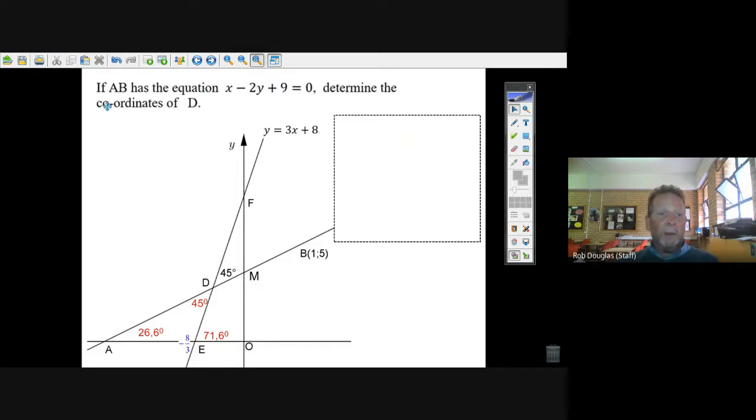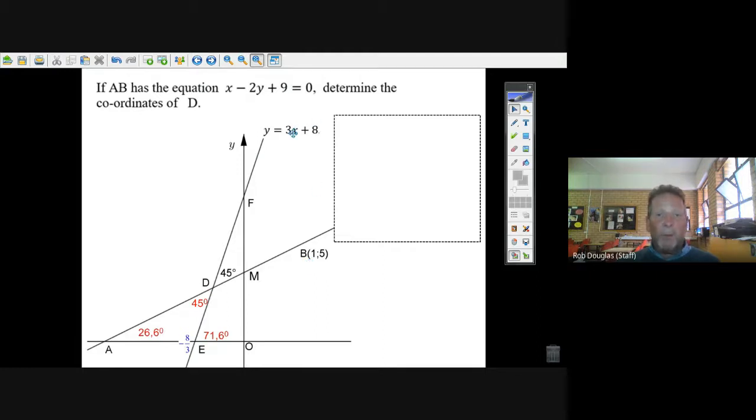Well, now they tell you if AB has that equation, x minus 2y plus 9, if we added 2y and then divided everything by 2, we'd get that answer we just had, y equals x/2 plus 9/2. But this is another way they've given you the equation. They want you to find the coordinates of D. Well, you have to look at that. That's where the two lines cross.